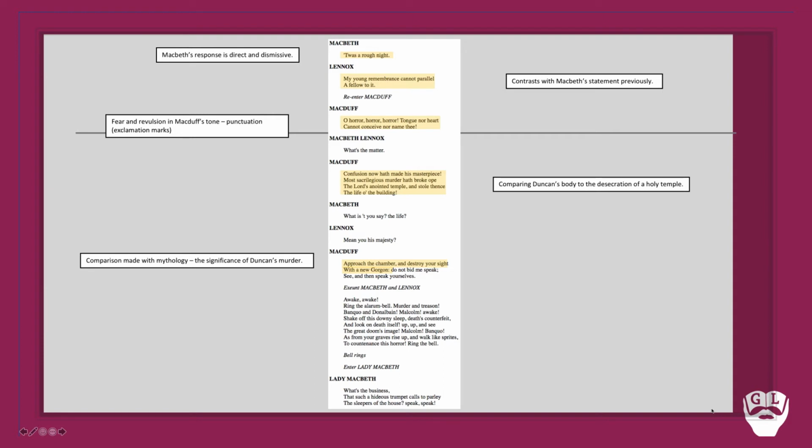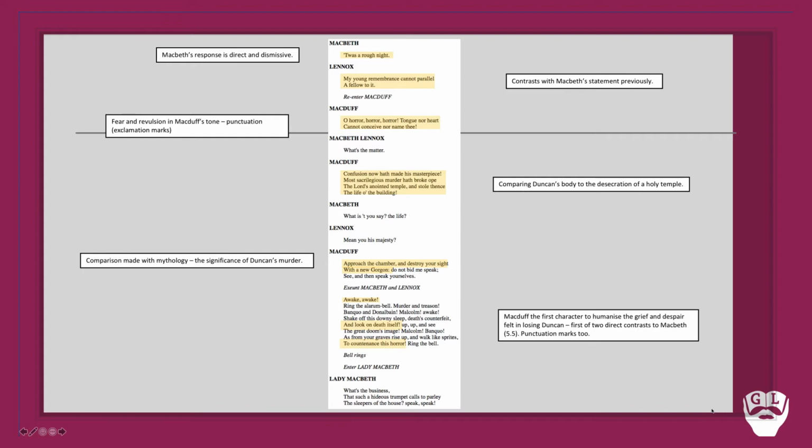As Macbeth and Lennox leave to go into the chamber and see the sight, we see Macduff continue in this impassioned speech, "Awake, awake, and look on death itself to countenance his horror." Macduff is the first character in this play that humanises the grief and despair that's felt in losing Duncan. Macbeth obviously can't do this because he's the perpetrator.